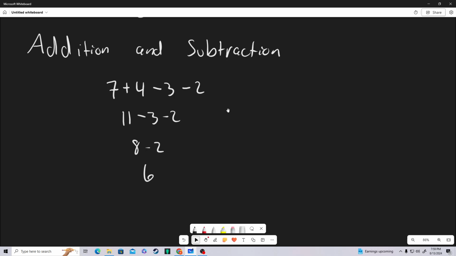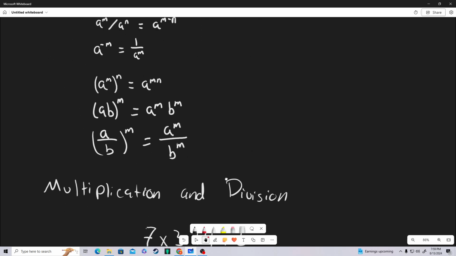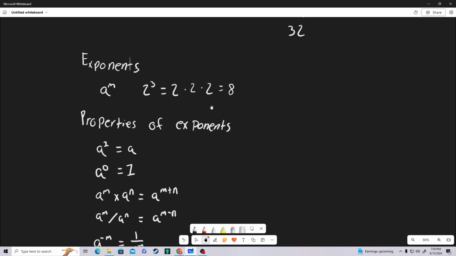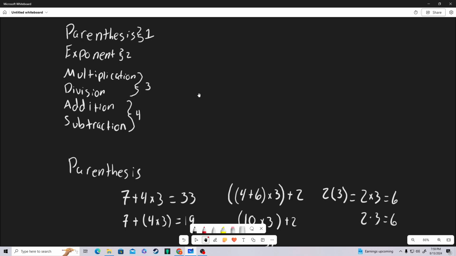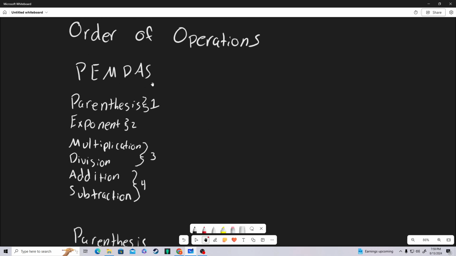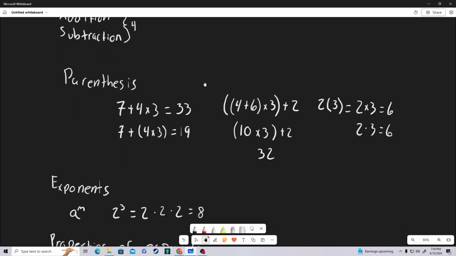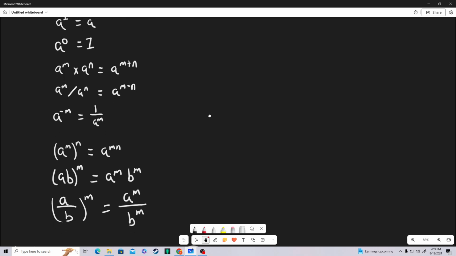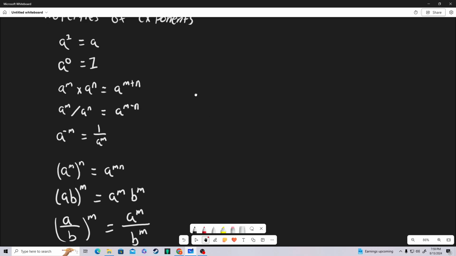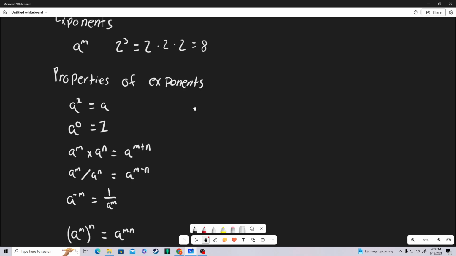So that's PEMDAS. Just get this into your head as much as you possibly can, because this is really, really important to remember. They will try to trick you with this kind of stuff on the exam. So just remember PEMDAS and you'll be okay. Remember PEMDAS, remember these properties of exponents. They're all really important basic math knowledge to know for the exam.